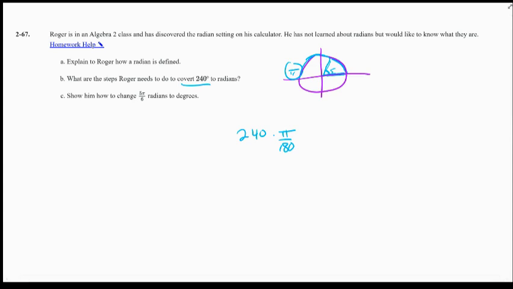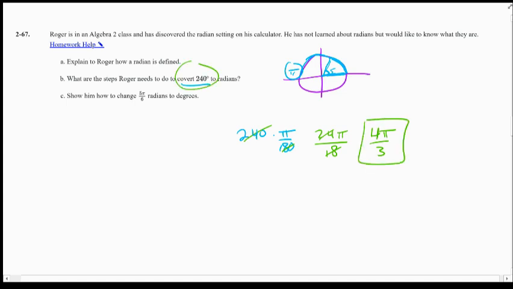And so when I do that and start simplifying, 240 and 180 are both divisible by 10 to start off easy. Then they're both divisible by 6, which becomes 4 pi over 3. So 4 pi over 3 radians is equivalent to 240 degrees.